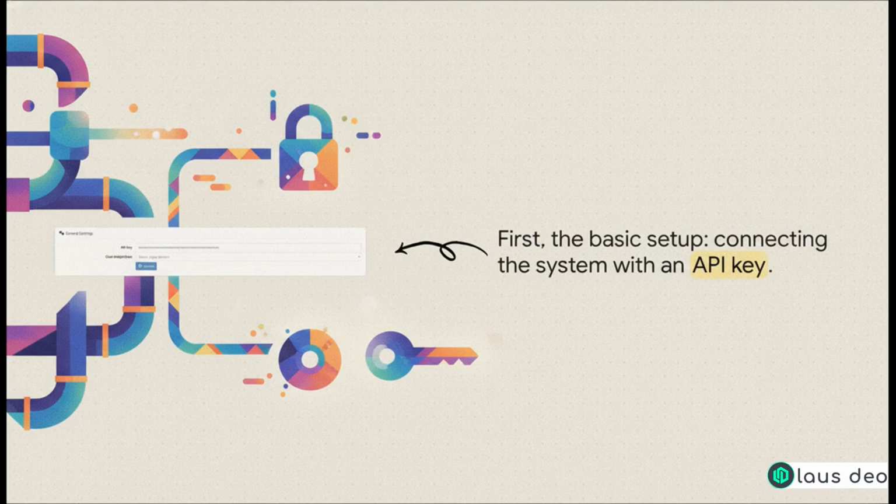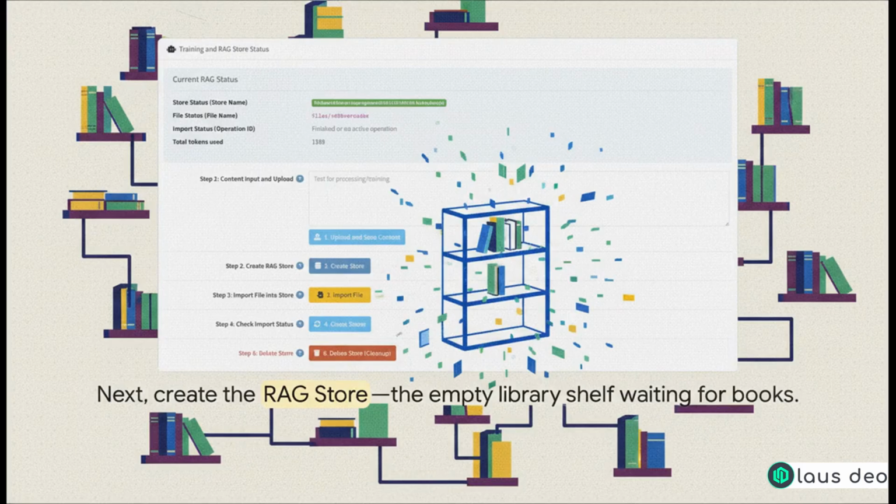Okay, step 1 is super simple. It's basically just the plumbing. We're connecting our system to the AI service using what's called an API key. You can just think of it like the password that lets our app talk to the AI's main engine. Easy peasy. All right, next up, we hit step 2, create RAG store. And check this out. It's literally a single click. Bam! We're building that digital bookshelf, that empty container that's just waiting to be filled with all our special knowledge.